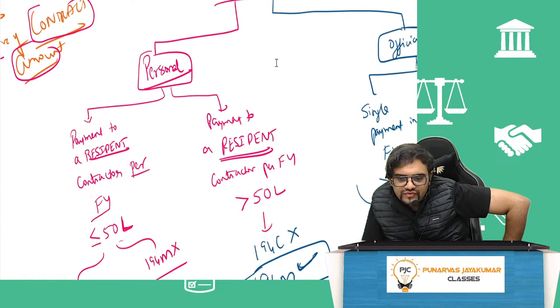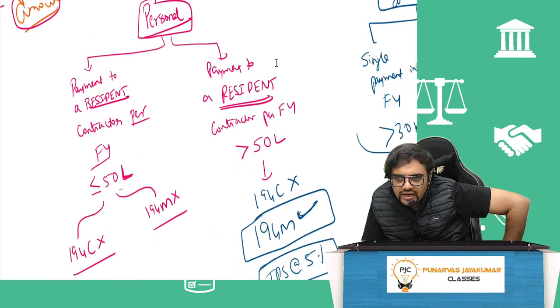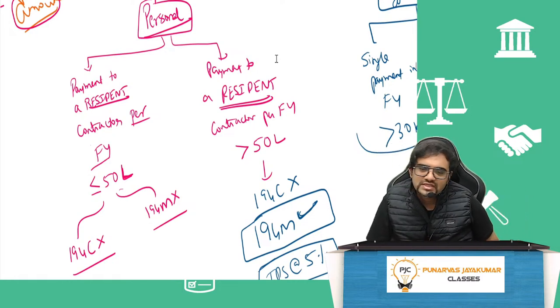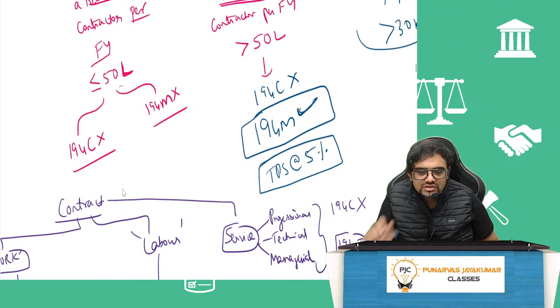On the other hand, Virat Kohli hires an interior designer for his house. He's paying them 20 lakh rupees for one room, not even a house. He wants an interior designer fully designing his one room, let's say his study or library. He has given it to an interior designer, who is charging 20 lakh rupees. Now, is the payment to a resident contractor per year less than or equal to 150 lakhs? Yes. So, 194C also will not come.